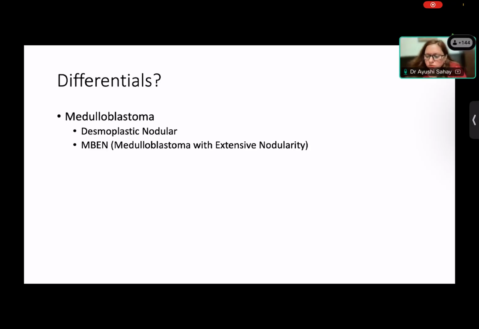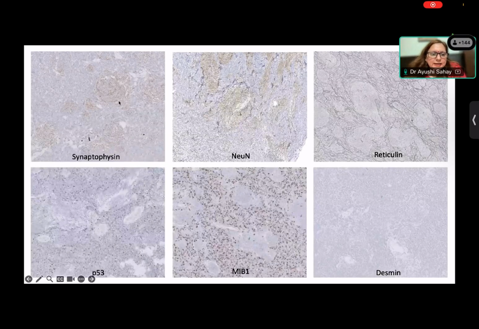Okay. So yes, synaptophysin very nicely highlights strongly in the nodules, but it is also present to some extent in the internodular zones. NeuN is nicely present inside the nodules, and it is not there in the internodular zone. NeuN is positive in mature neuronal or neurocytic cells.